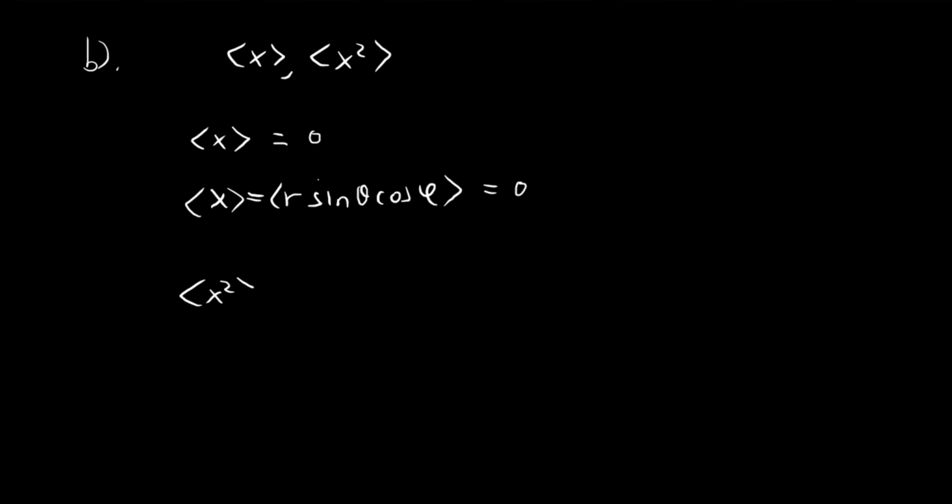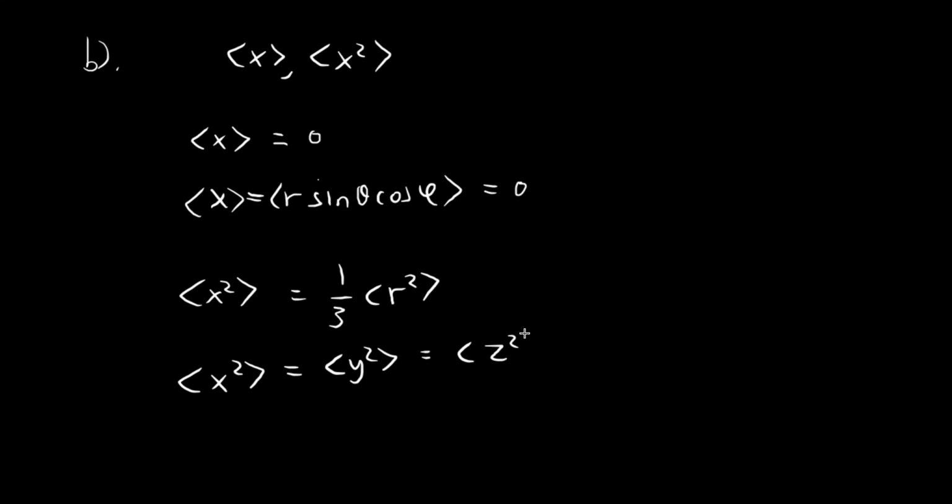So moving on to the expected value of x squared, this is actually just going to be 1/3 of the expected value of r squared. Because the whole setup is symmetric, the expected value of x squared is equal to the expected value of y squared, which is equal to the expected value of z squared. And we know that r squared is equal to x squared plus y squared plus z squared. And so the expected value of r squared is the expected value of x squared plus y squared plus z squared.